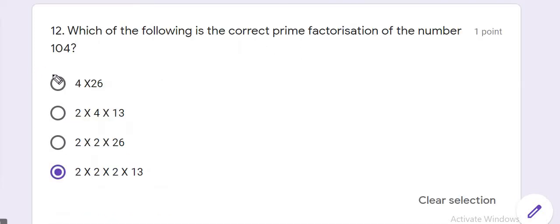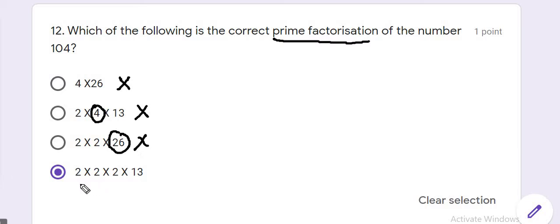Question 12. Which of the following is the correct prime factorization of a number 104? Prime factorization means all numbers should be prime factors. Here 4 and 26 are not prime numbers. So the only option left is 2 multiplied by 2 multiplied by 2 multiplied by 13. This has all prime numbers, so D is the correct option.